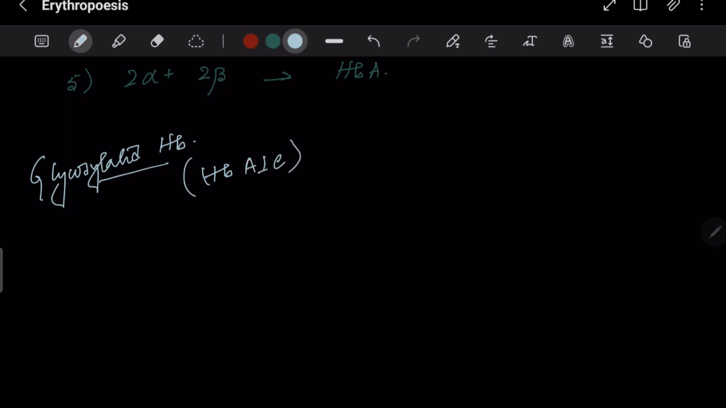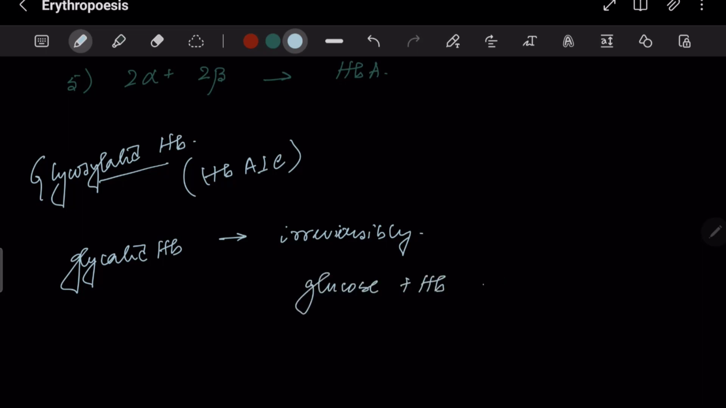Now there is a specific kind of hemoglobin which is known as the glycosylated hemoglobin, which is also represented as HbA1c. This is also known as the glycated hemoglobin. Glucose in the plasma gets attached to the hemoglobin non-enzymatically but irreversibly. Glucose plus hemoglobin gets attached and forms HbA1c. The percentage of hemoglobin that is glycated is a very good indicator of the plasma glucose over a certain period.